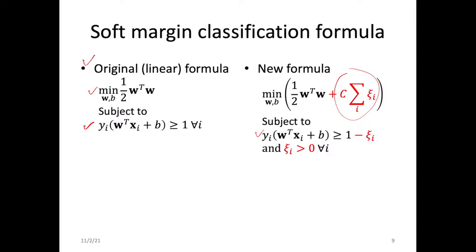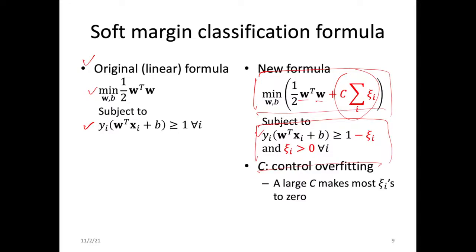So the problem becomes how to find the w's such that this is minimized, and also subject to these constraints. How to find such w? This C here is a hyperparameter that controls overfitting or underfitting. And these xi are called slack variables.